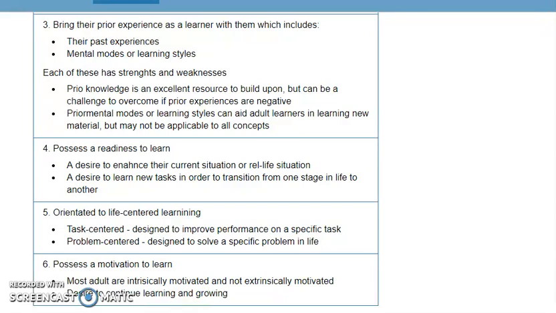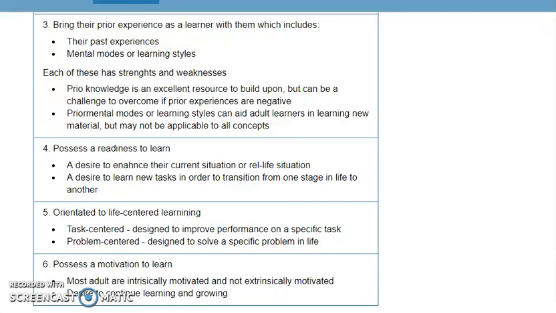And number 6 is the motivation to learn, and the idea that adults are intrinsically motivated and not extrinsically motivated. And that's a huge factor for those of you that are in the classroom, realize that oftentimes students in K-12 maybe aren't as interested in learning, where adult learners are motivated to learn because they see the value in this and they're trying to get from one point in life to another. And this desire to continue learning and growing. Again, some of that comes with maturity. Some of it just comes with life.